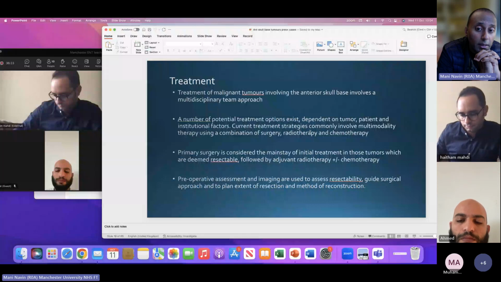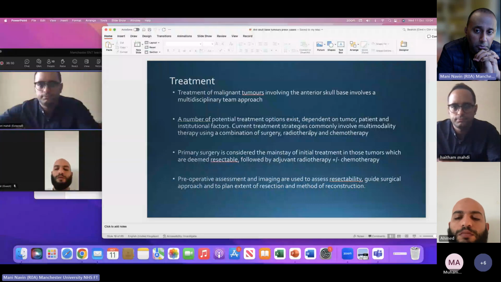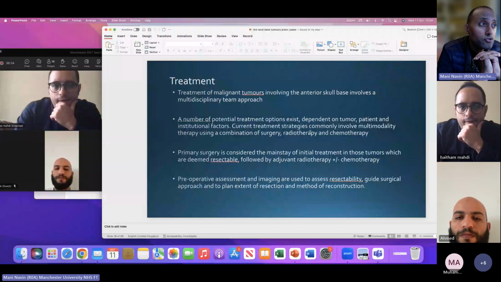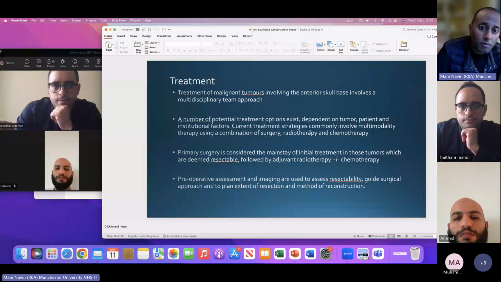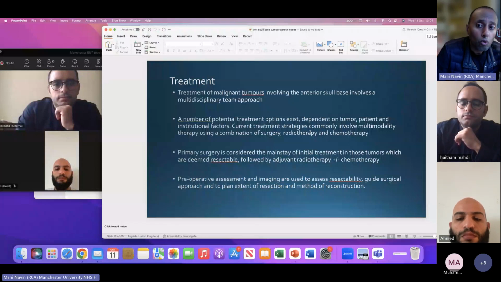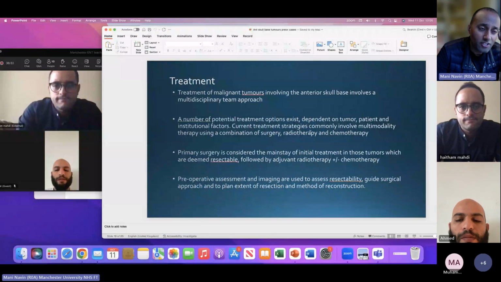You use imaging to help decide which tumors are resectable and to guide approach, and also to plan reconstruction. If tumors are not resectable, then you may opt for an alternative approach, such as induction chemotherapy or radiotherapy. Many times, if a tumor is not resectable up front, it's often more towards a palliative situation.